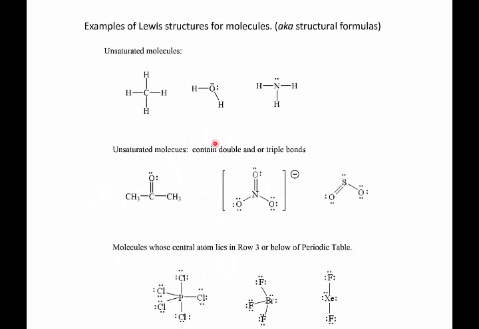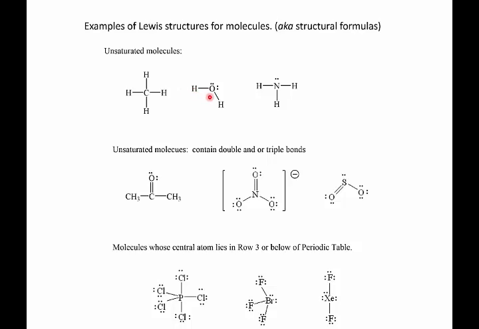Here are some examples of Lewis structures that can be constructed by applying those previously described steps. All right, they're grouped as follows. The first group are molecules that contain only single covalent bonds. This is CH4, methane. Here's the structural formula for water.